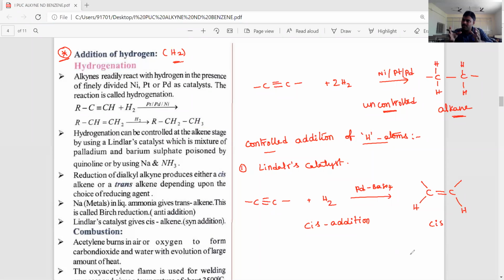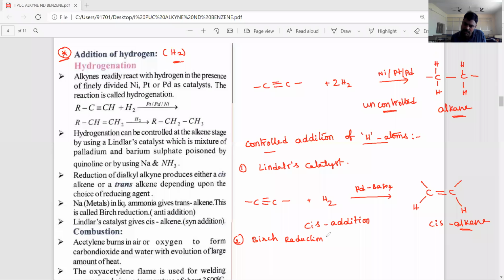And in this addition also the triple bond is converted into a double bond, meaning controlled addition. Only one molecule of hydrogen we are adding. That's why it is called controlled addition or controlled reduction of alkynes into alkenes. Cis alkene is the product. This reaction we already discussed in preparation methods of alkenes. The next one is Birch reduction.